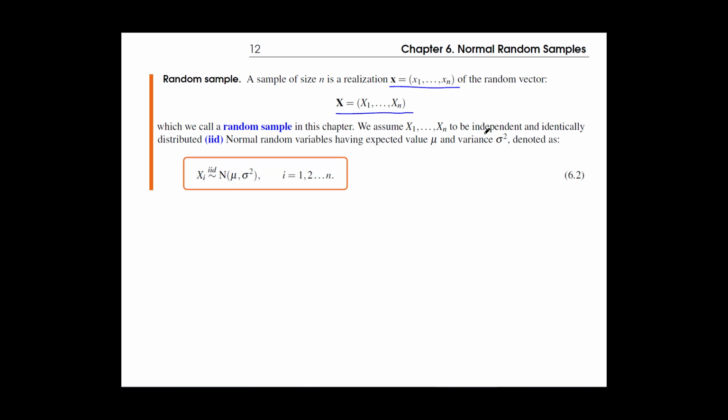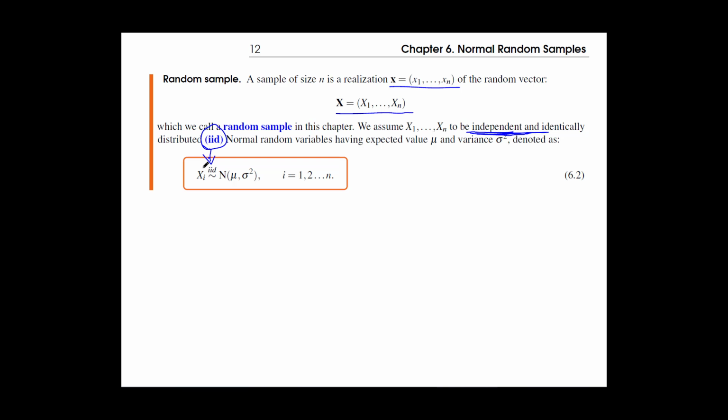Another important assumption is independence. All the xi will be independent, and also we're going to say that they're identically distributed, and that means that they all have the same distribution. In this case, normal mu sigma squared. And we're going to use the symbol IID right here.